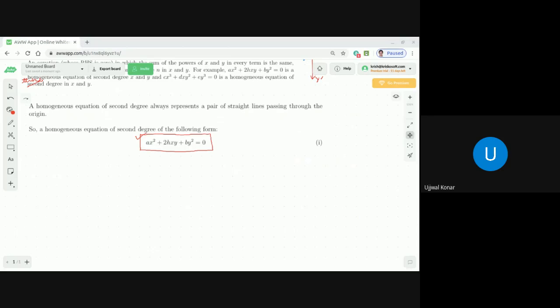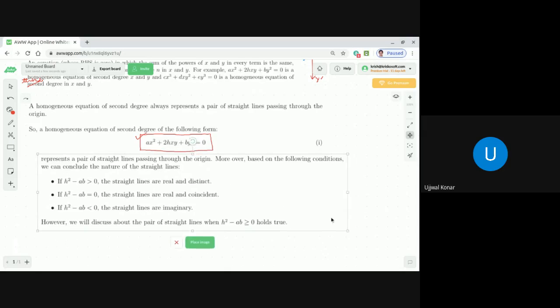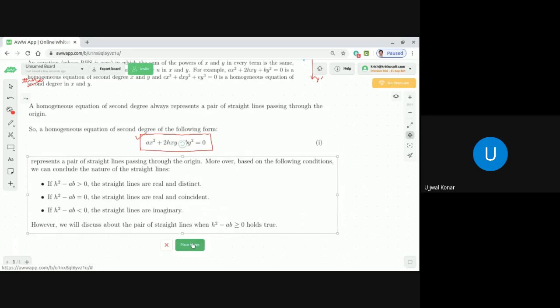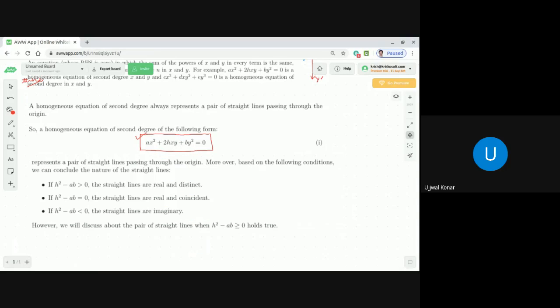After that, what we are going to say is that ax square plus 2hxy plus by square equal to 0 represents a pair of straight lines passing through the origin. Moreover, based on the following conditions, we can conclude the nature of the straight lines. So what is the condition? h square minus ab. What is 2h? 2h is the coefficient of xy in this equation, and a is the coefficient of x square and b is the coefficient of y square.